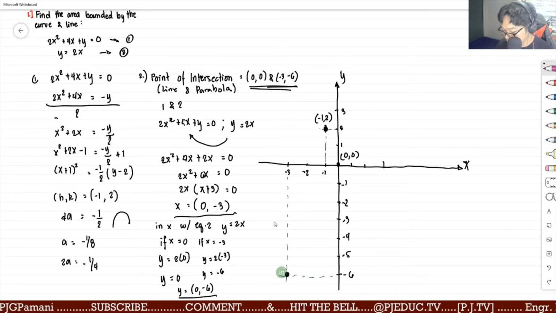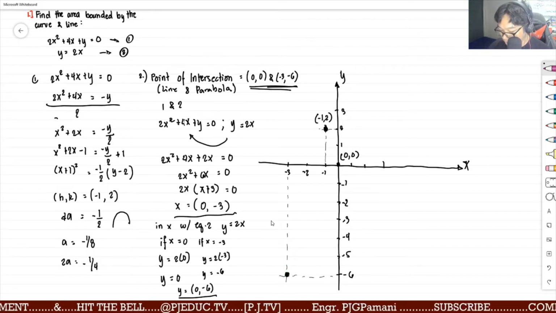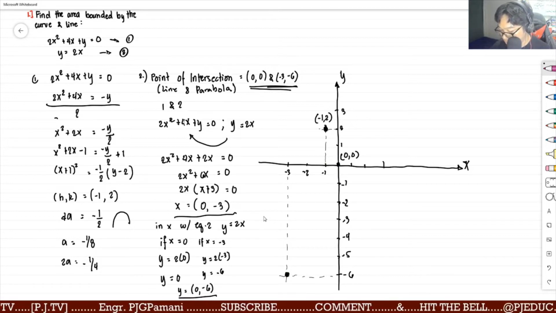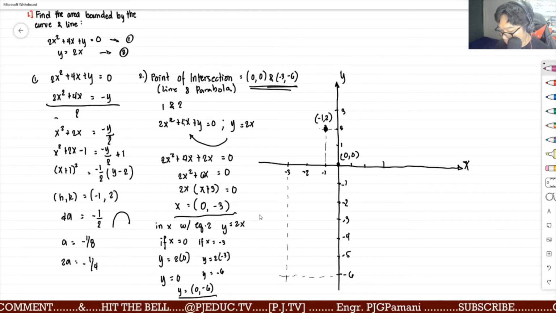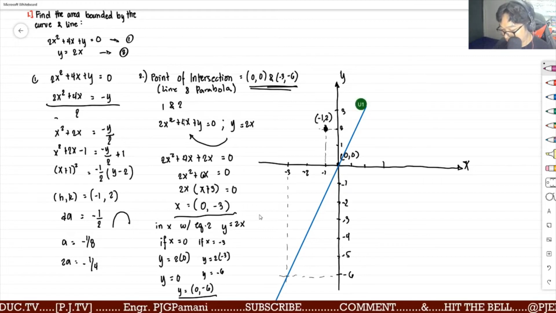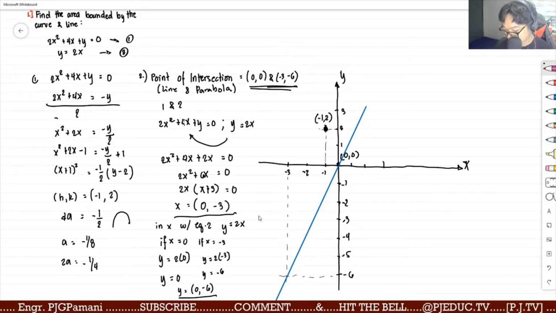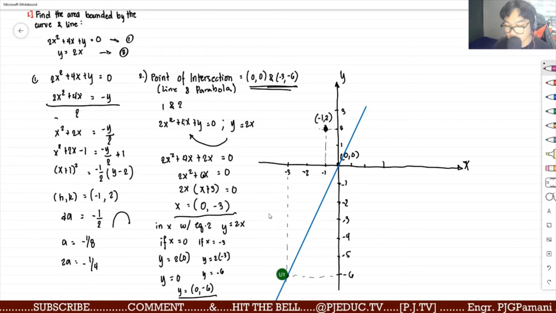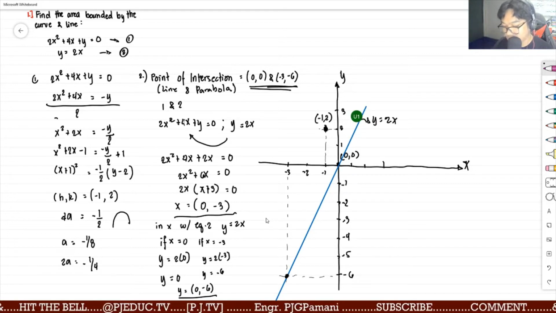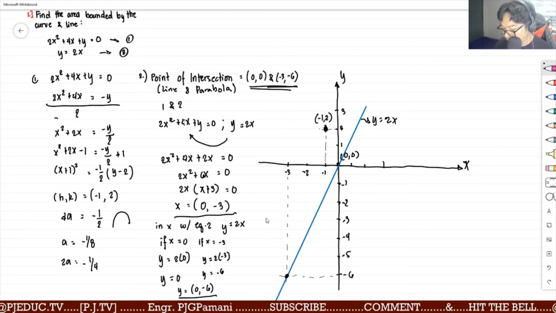Right here. So, eto ngayon yung dissecting line natin for the parabola. Okay. Eto ngayon yung ating dissecting line. So, eto ngayon, si what? Y equal to 2x. Then, your parabolic curve.